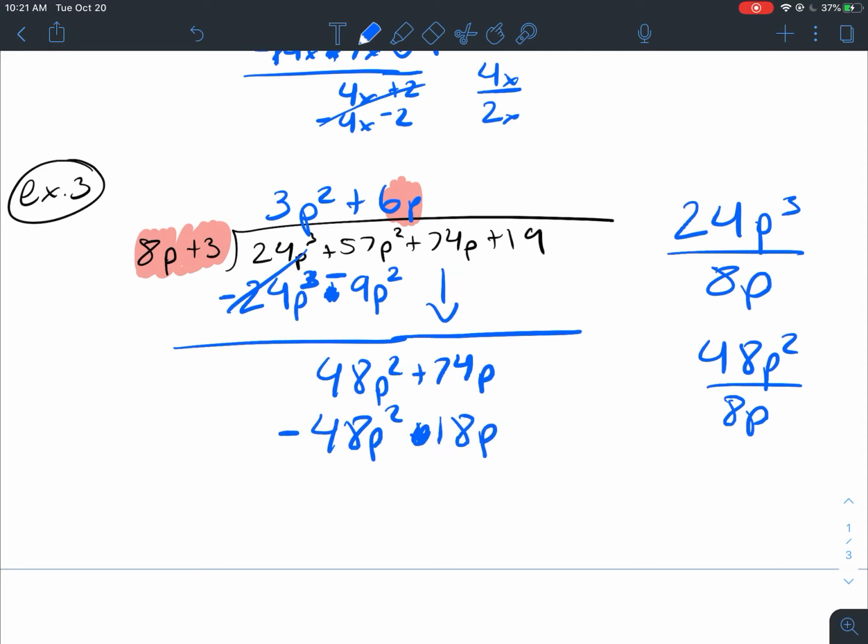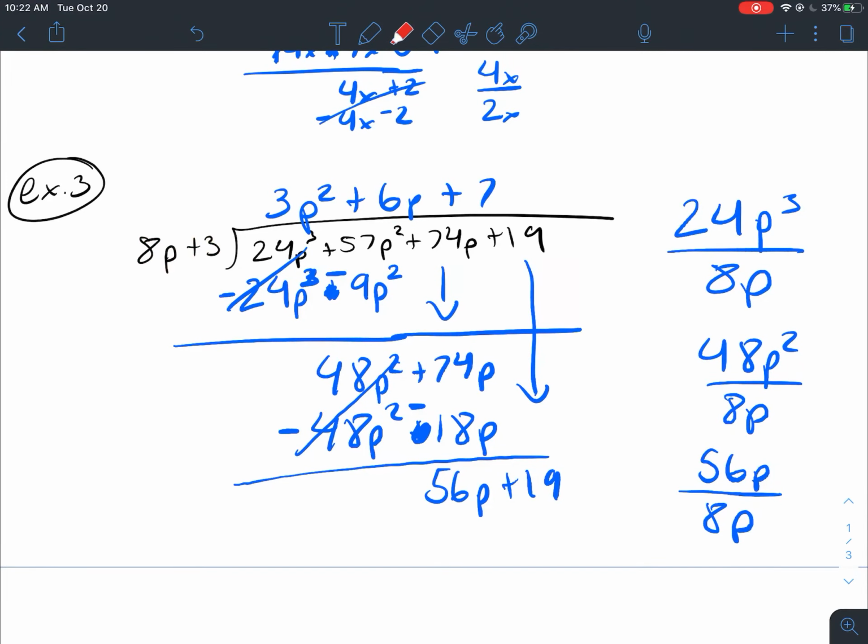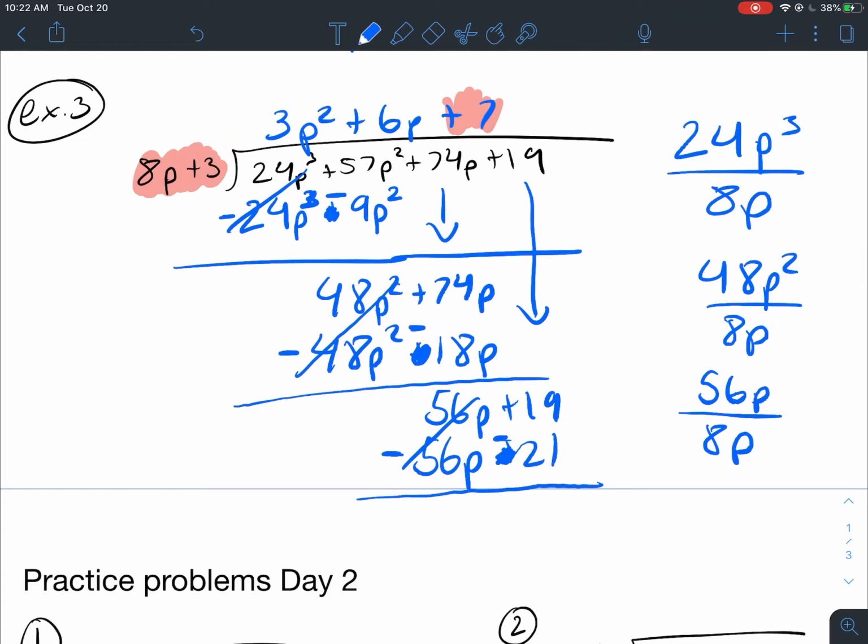So we switch our signs. These guys go away. We end up with a 56p. I'm going to drag down my 19. This is our last round. We're going to do 56p divided by 8p, and that is going to give us a plus 7. Then we multiply our plus 7 with our 8p plus 3. We end up with a 56p and a 21. We switch the signs. These guys cancel, and I end up with a negative 3 as my remainder.